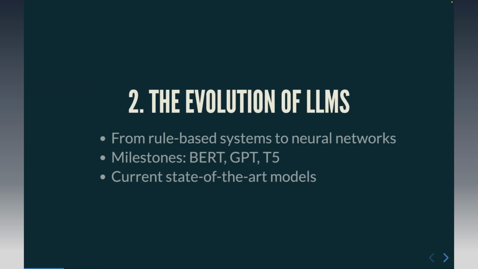To understand RAG, we need to understand how we got here. LLMs have evolved from simple rule-based systems into complex neural networks. Key milestones include BERT, which introduced bidirectional training, and the GPT series, which pushed the boundaries of what's possible with language models at all. Today's models, like GPT-4o, Claude 3, and PaLM 2, are incredibly powerful, but they still have limitations.